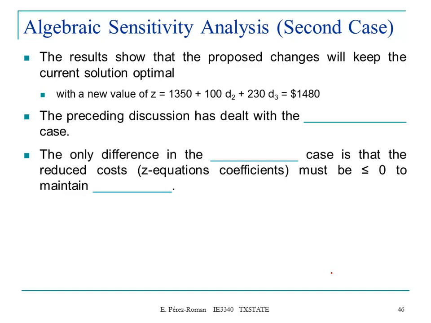So the results show that the proposed change will give the current optimal solution with the new value of z equal to this. The preceding discussion has dealt with the maximization case. The only difference in the minimization case is that the reduced cost or the equation coefficients must be less than or equal to 0 to maintain optimality. So instead of looking at greater or equal to 0, we are looking at less than or equal to 0.